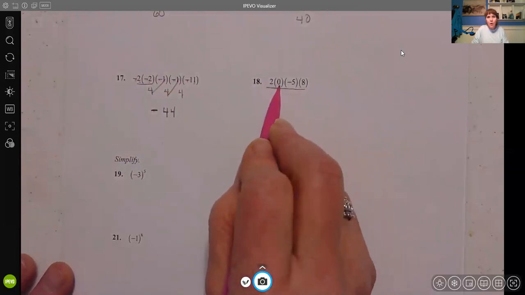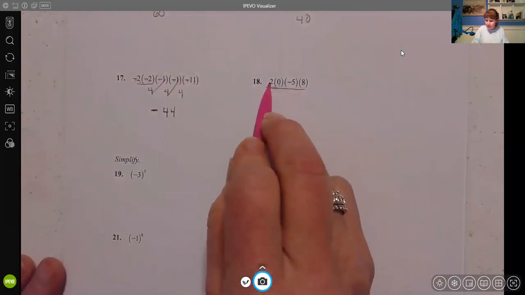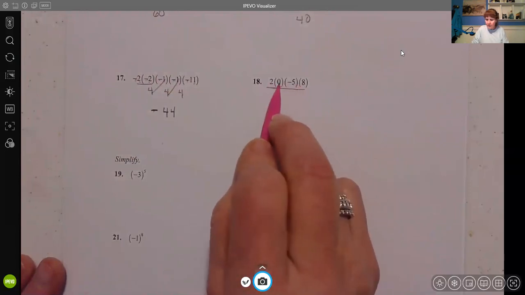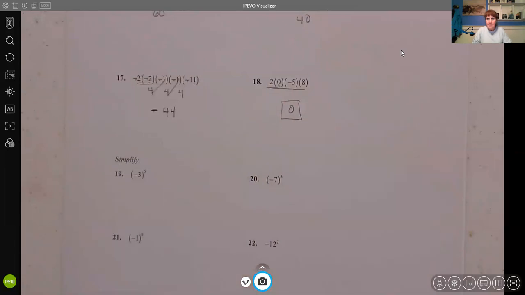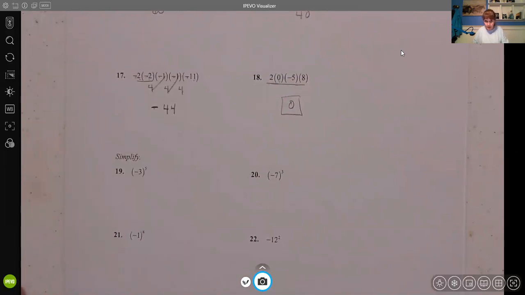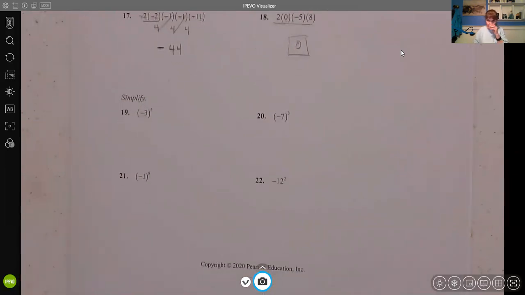I have a 0 as a factor here, which means that the product will be 0. Okay? If one of the factors is 0, the product will always be 0. Now, the next part, this really helps, knowing if you have an even number or an odd number, if it's going to be positive or negative, is when we have these exponents.